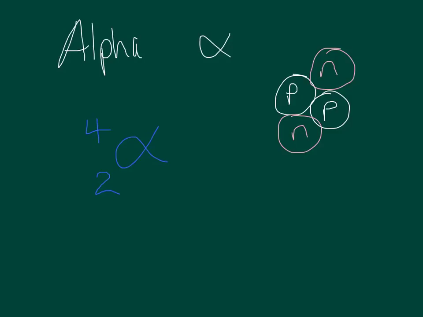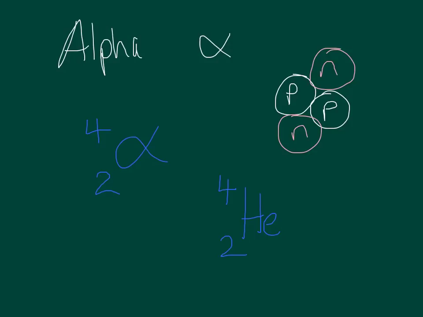And if we consider, what element would this be? Which element has got 2 protons? That's actually helium. So another way to write this is helium 2, 4. Both of those would be alpha particles.